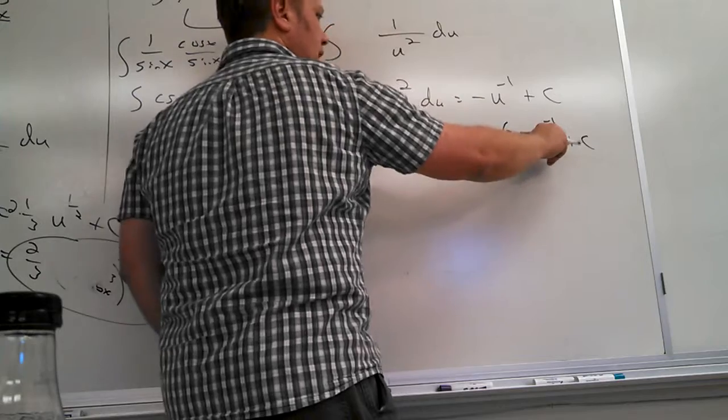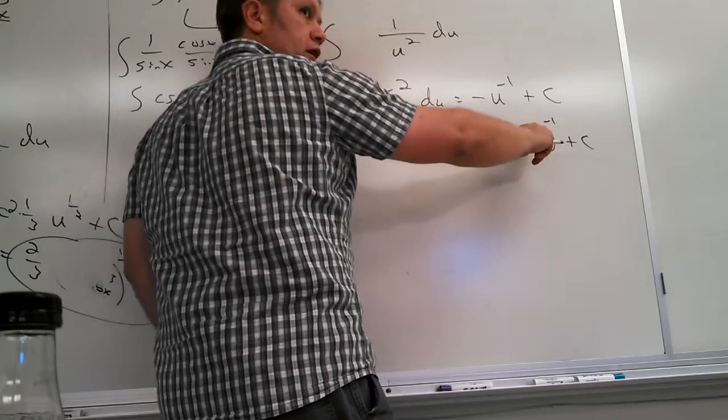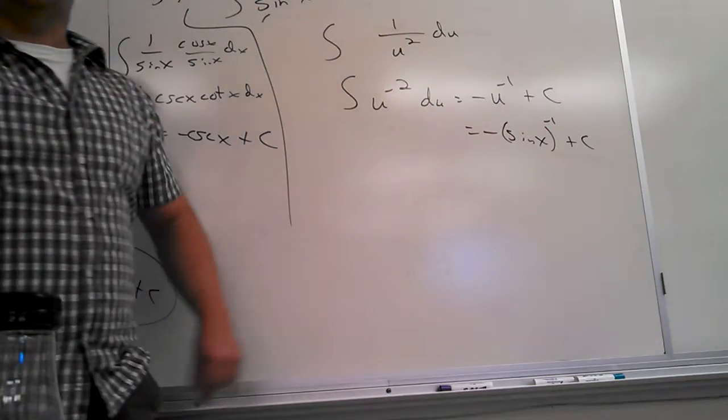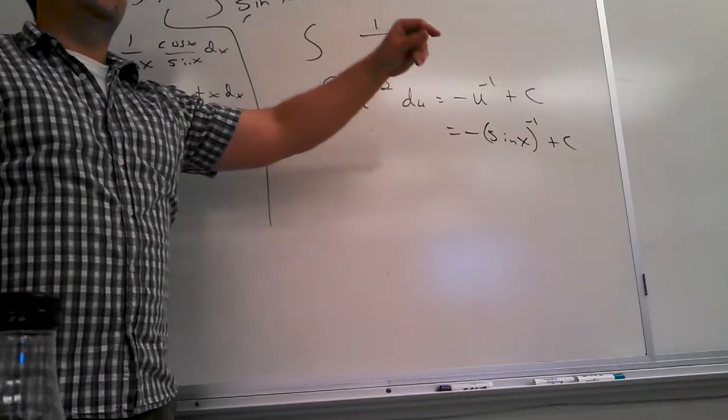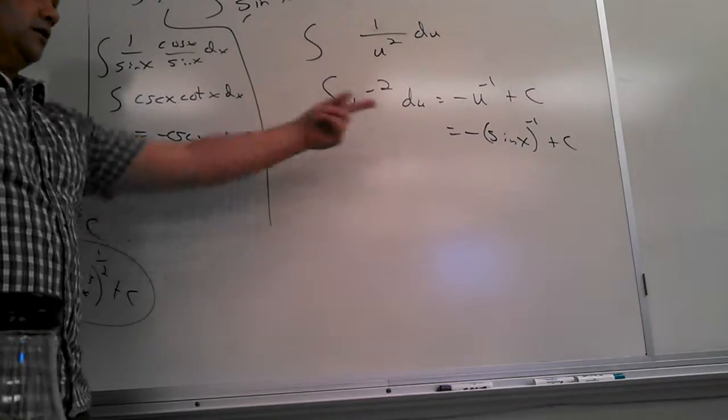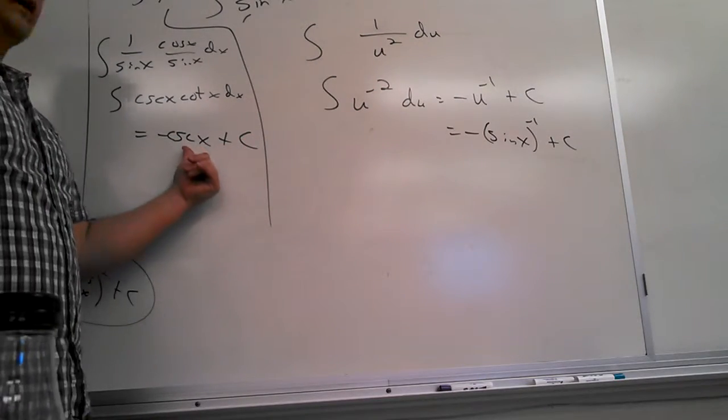Now, see, I can't put negative powers there for the trig because that would look as if it's the inverse, arc sine. But what is the reciprocal of sine? 1 over sine is cosecant. So we get the same answer. Just this way was a hell of a lot better.